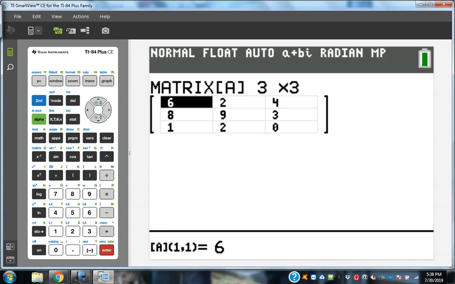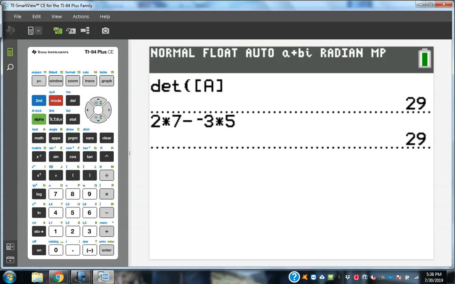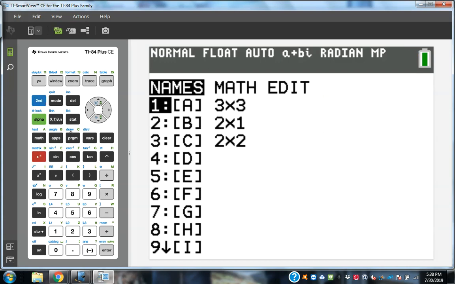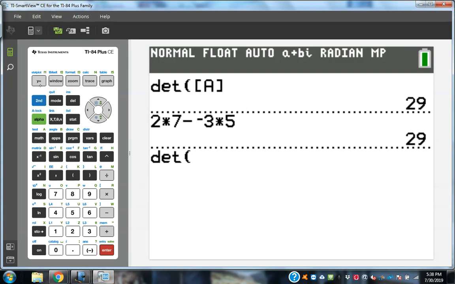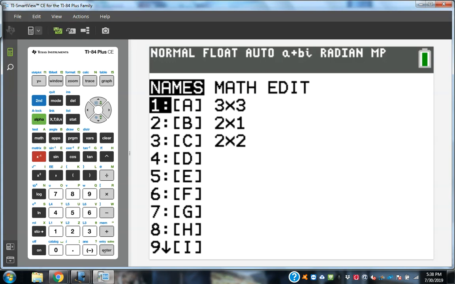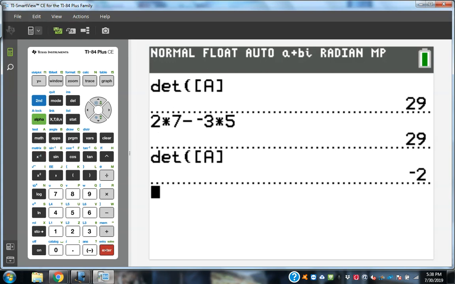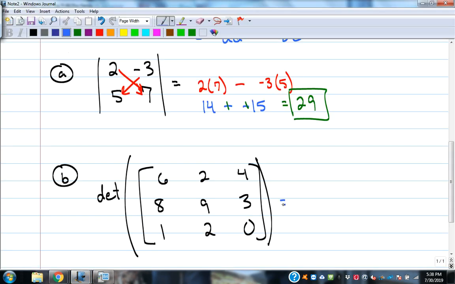So second quit, and then I want to go second matrix over to math. Tell it to find the determinant. It's the first option. Second matrix, I'm using matrix A, and there I get a -2 as the value.